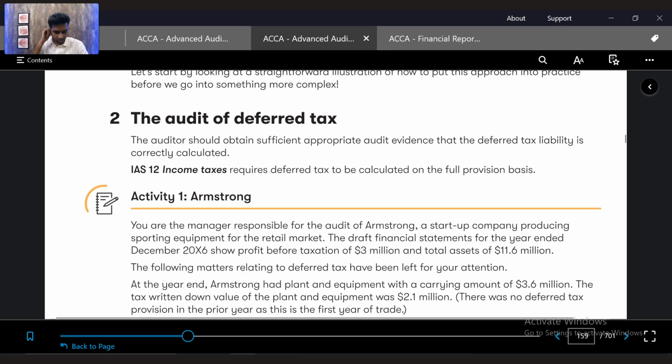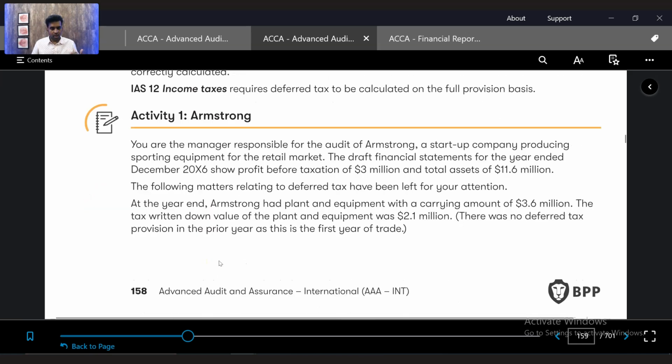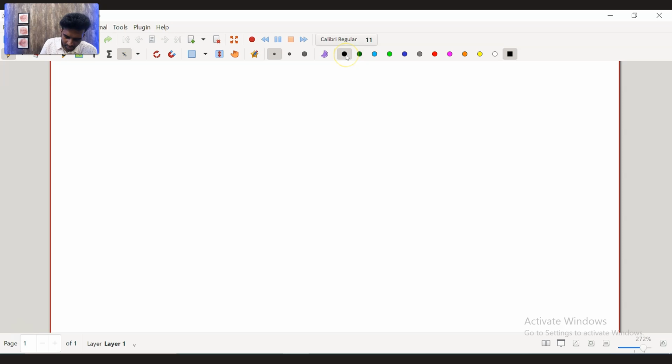So the first topic that we're going to cover is the audit of a deferred tax. So firstly, let's understand what is deferred tax. Let's quickly recap what is deferred tax, and then we will look at this particular question and write down how we're going to approach the audit of deferred taxation, if that comes in our scenario for our examination. So when it comes to audit of deferred tax, first let us understand what is deferred tax.